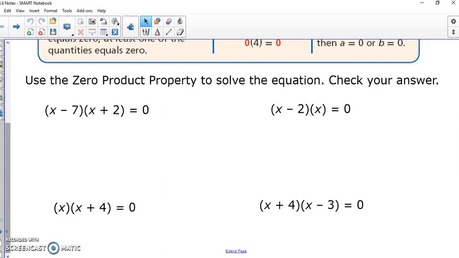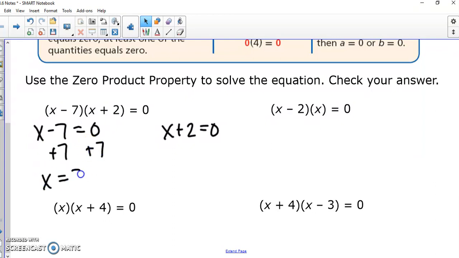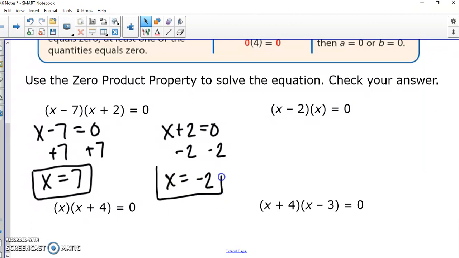First of all, here we already have a factored set of binomials. So what this property says is that we can set each one separately equal to 0 and then solve from there. If I solve each of those, I find out that x could equal 7, or if I solve this one, x could equal -2. And if we plug those back in and check, if x equaled either one of those, I would still get a value of 0 when I multiply those through after simplifying.